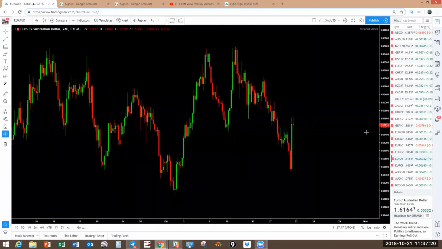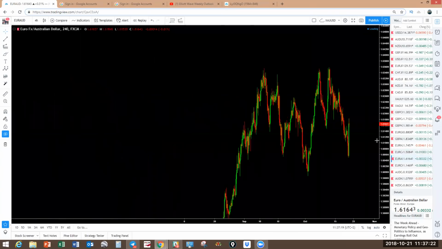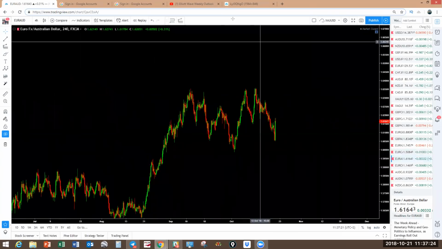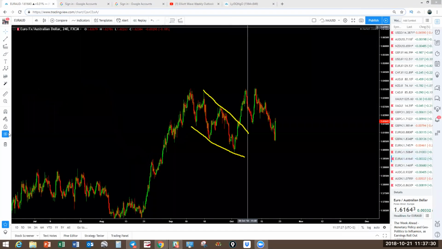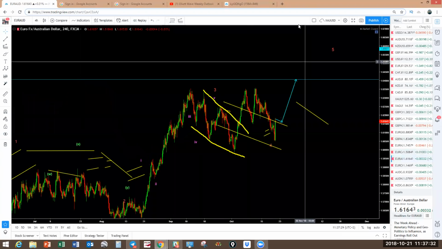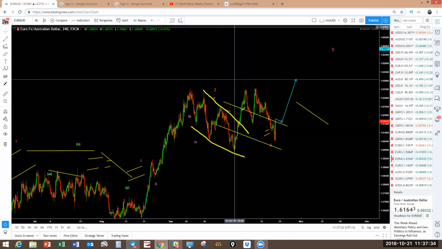Same. EURAUD, we actually thought it was going to go from here. Okay, we actually took a trade when it broke out of here. We thought it was going to go from here. If I just show what the forecast was here, we're looking for it to go from here, make a shallow correction and go, but it has made a deeper correction now.